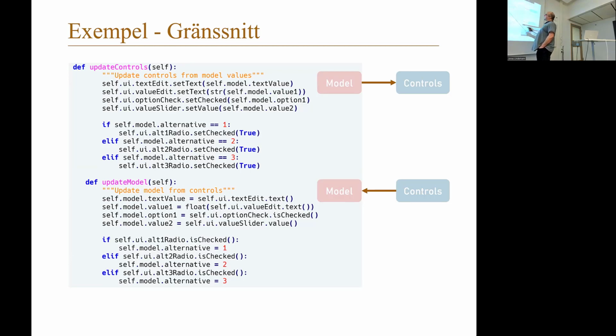I have set checked. I can do that because this is a Boolean. The set value here is an integer. I can set that directly here. And then I have to check here my model, if alternative 1, 2, 3, and I check the corresponding checkboxes here.